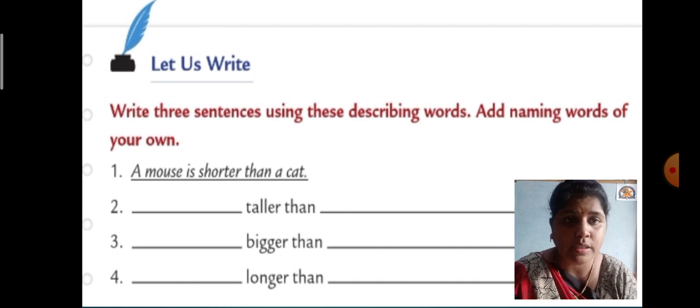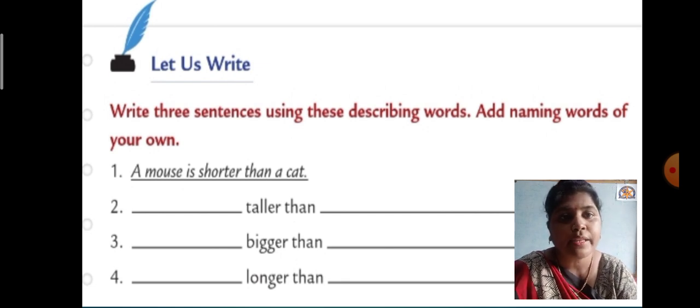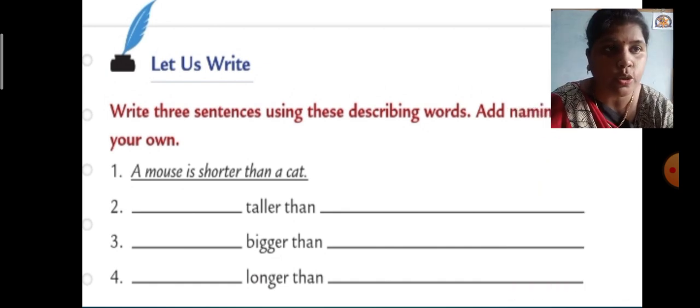Suppose I am taller than you. This is the example, but what you have to do is add naming words. I use a pronoun, but you have to add naming words, like Ram is taller than Sham. Sita is taller than Gita. In this way you have to fill these blanks by using naming words, then try to read the sentences, and at the end you have to use a full stop.